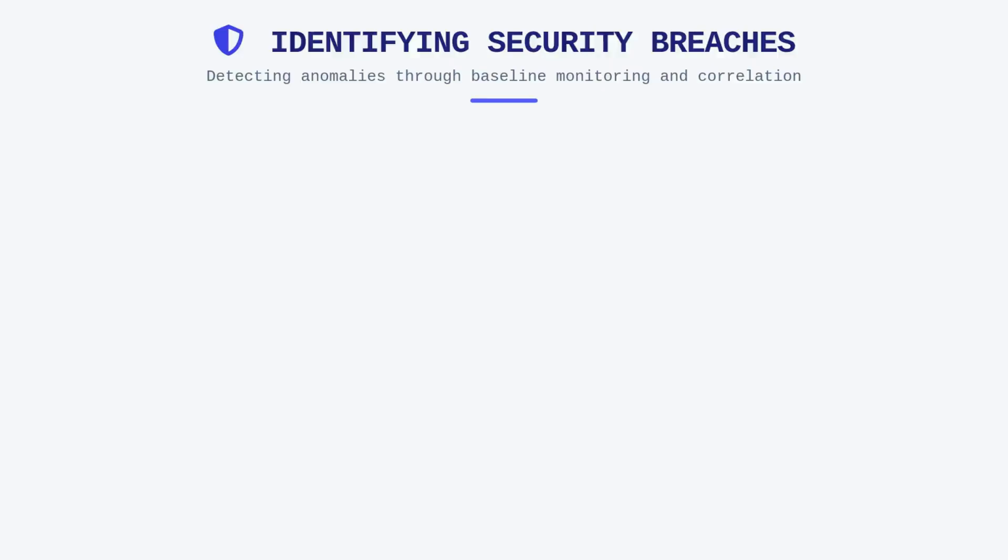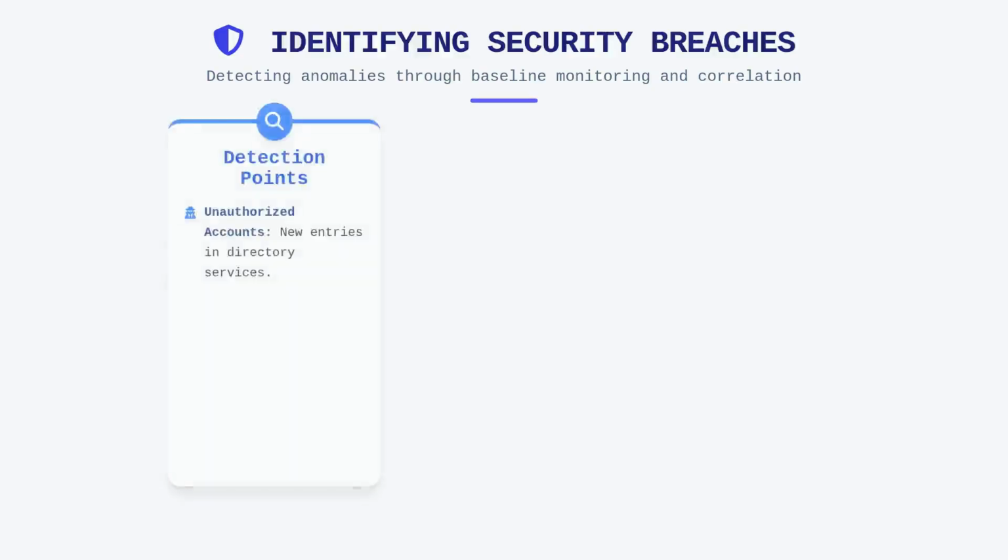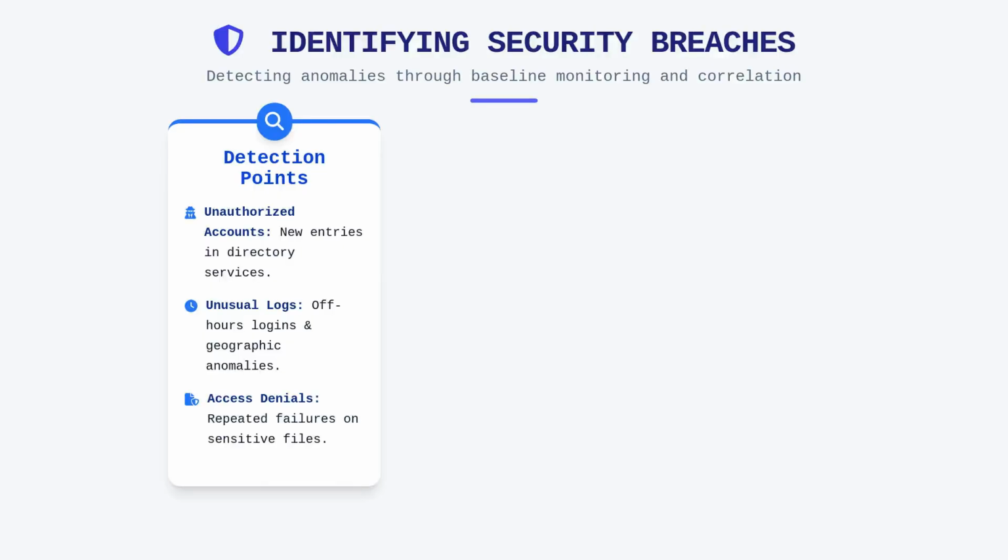Identifying a security breach often begins with subtle deviations from established operational norms, which is why baseline monitoring is not just a best practice, but a necessity. You must look for unauthorized accounts appearing in your directory services, as these are often indicators of persistent access attempts or compromised credentials. Similarly, unusual log entries, such as off-hours logins from unusual geographic locations or repeated access denials to sensitive configuration files, should trigger immediate scrutiny.